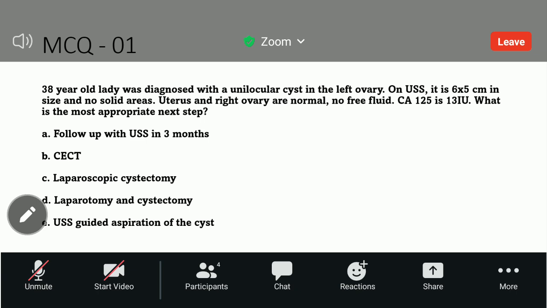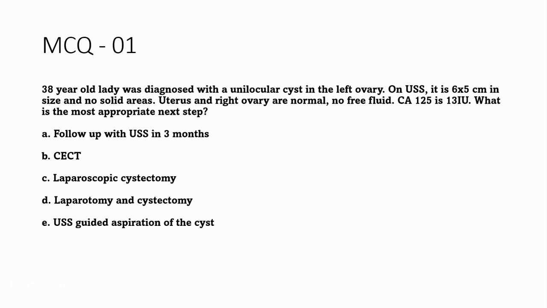What is the most important next step? So we know this is a benign tumor. The size is 6 by 5 centimeter, so no need to do anything abruptly. We can wait and watch. We can follow up the patient with ultrasound scan. No need of going for CT. Laparoscopic cystectomy is needed if the size is more than 7 centimeter, so no need to do that now. Aspiration, I told you we are not doing because of the recurrence risk. So the answer is A, follow-up with ultrasound scan in 3 months. We can do it in 3 months or 6 months or annually at least. If there is any doubt regarding the first question, ask me.